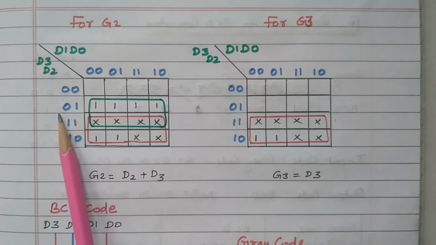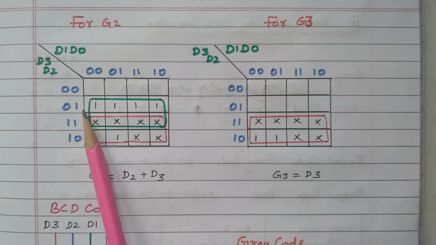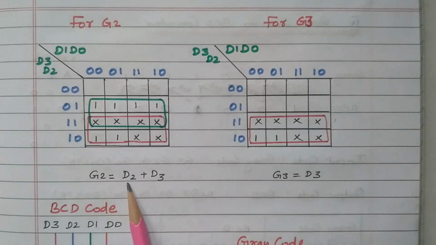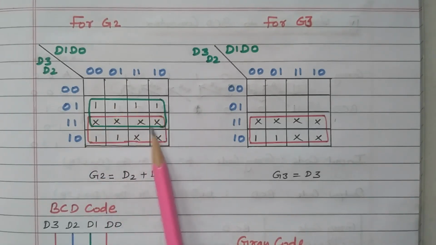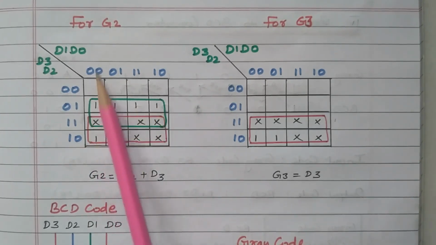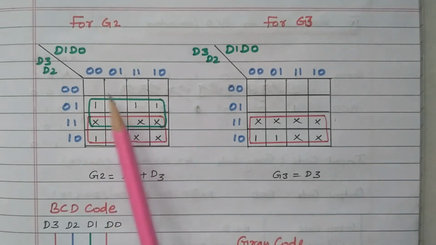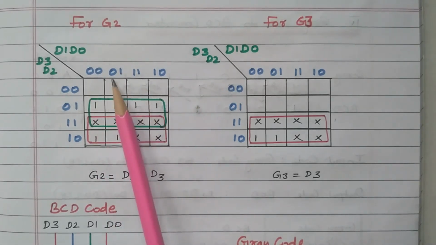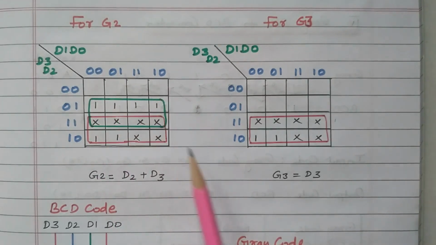So first digit is 0, here 1 got cancelled. Second digit is 1, available in both the rows. What is the second digit? D2. So it is D2. See, only one variable we got while grouping 8 cells. If we group 4 cells, we got 2 variables. Grouping of 8 cells, we got only D2. The corresponding columns got cancelled: 0, 0 cancelled by 1, 1, and 1, 0, 1 cancelled by 1, 0.